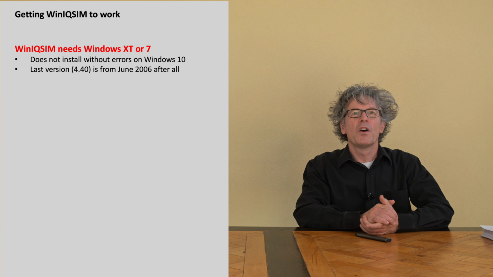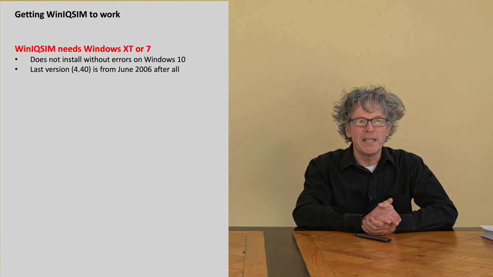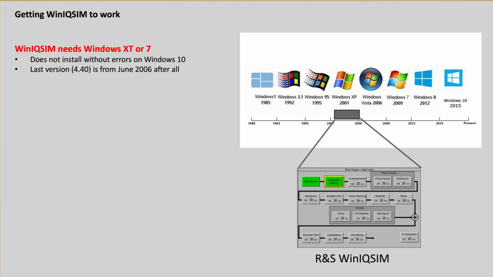Well, first of all, WinIQSIM basically needs a version of Windows that's regular for the time that this program was being released. I think the earliest version of WinIQSIM goes back to 2002. The very last version that I'm using here, 4.4, is from halfway 2006. And that was the era of Windows XP. Vista, I'll stay away from Vista, and we might try Windows 7. I can already tell you that it's simply not working under modern Windows versions. You get a lot of errors with installing it, and I didn't get it to work properly. So I have to go back in time and build a computer with this older type of operating system.